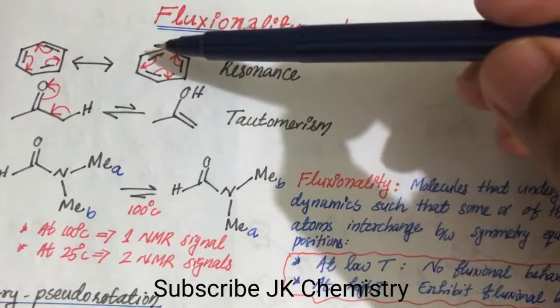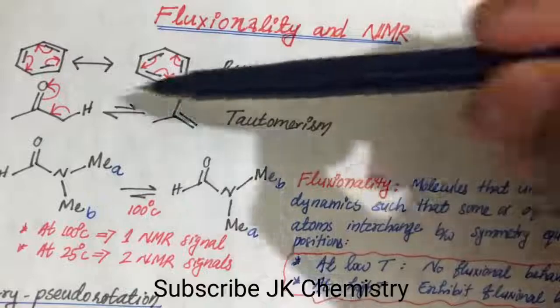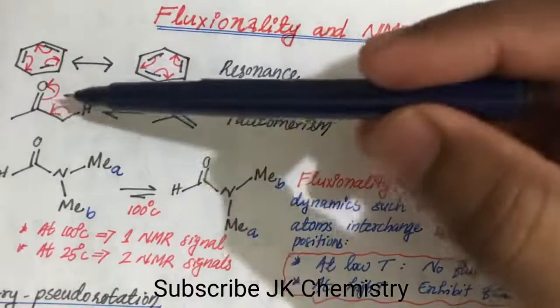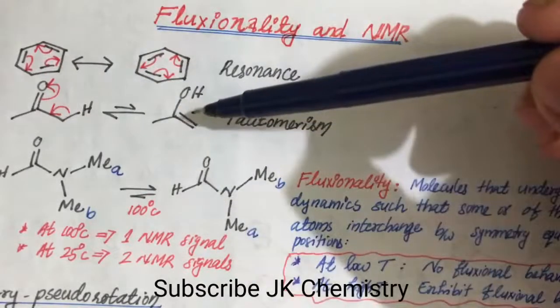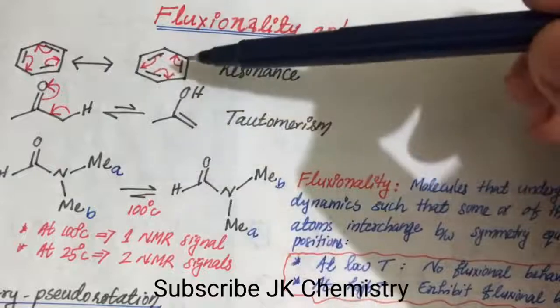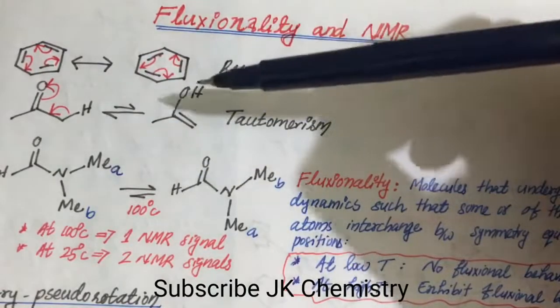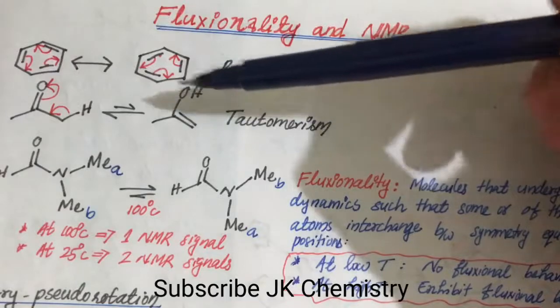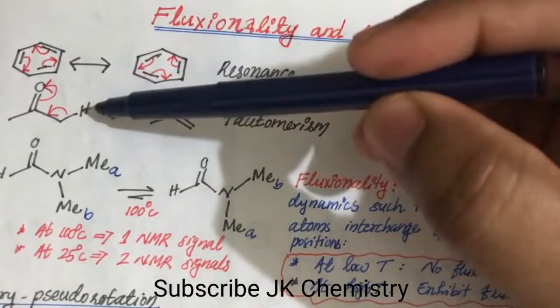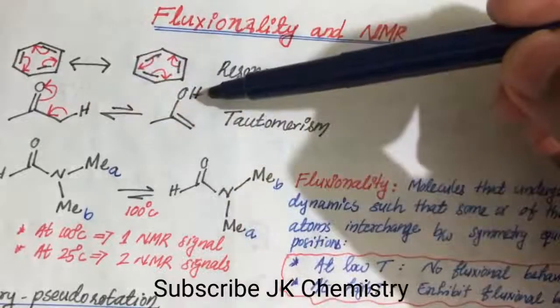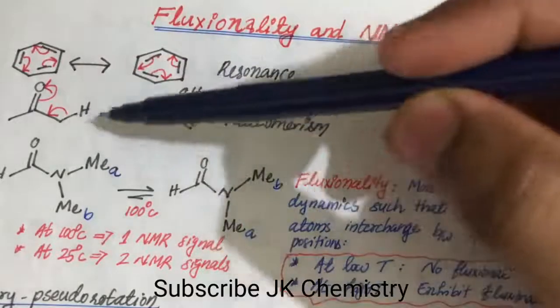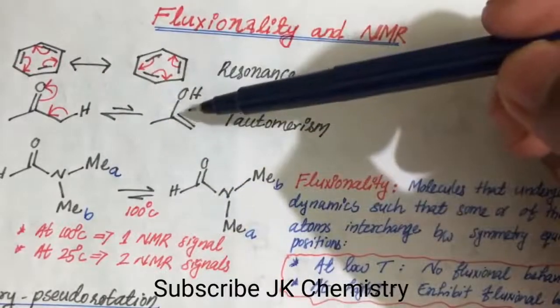And here, we know this is tautomerism, right? This is the keto form, this is the enol form. The basic difference between resonance and tautomerism is that in tautomerism we can see a relative change in the position of an atom. See, hydrogen is here, but here the hydrogen changed to this position. Delocalization is present in both situations.